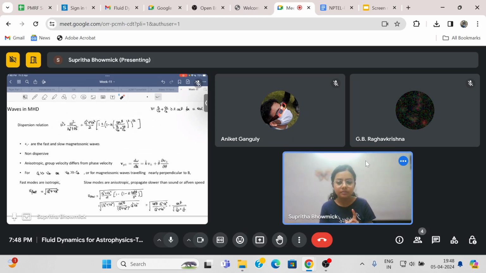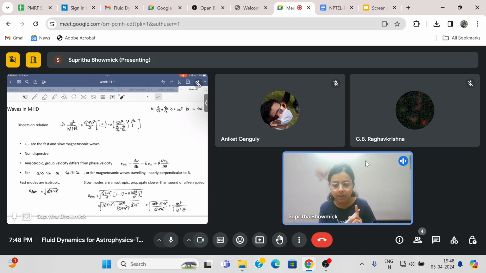That k dot B, which is cos theta, is 0. Then you can ignore this term. So to simplify or to make a few statements about this dispersion relation, we can take the simplifying limit of Cs much greater than Va or Va much greater than Cs, or consider waves that are traveling perpendicular to the magnetic field. What does that give you?